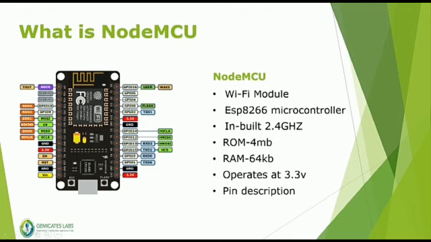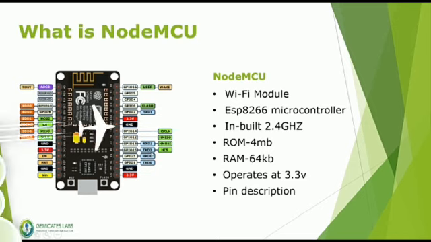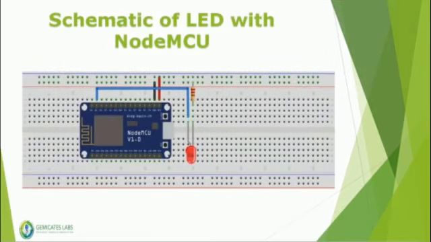NodeMCU has 16 GPIO pins which can be used as input or output based on programming. The GPIO pins 1, 3, 13 and 15 are used for universal asynchronous receiver and transmission. In our previous videos, we have already discussed what is LED, LCD, LDR, motors and sensors. In this video, we are going to see how to interface these components with NodeMCU.